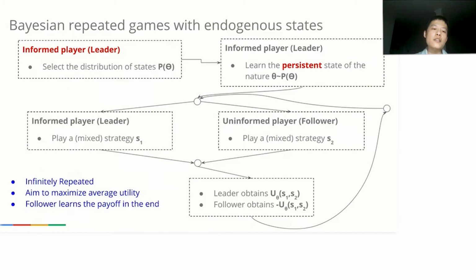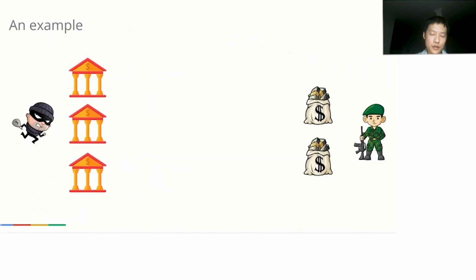So the main difference here is that now the states of nature, its distribution is chosen by the informed player, the leader. Which means that now the leader can determine the prior information. Okay. Now, to better demonstrate this new model, let's take a look at an example. So we are in the same security game basically. Now, the soldier can, in addition, determine the allocation of the money.